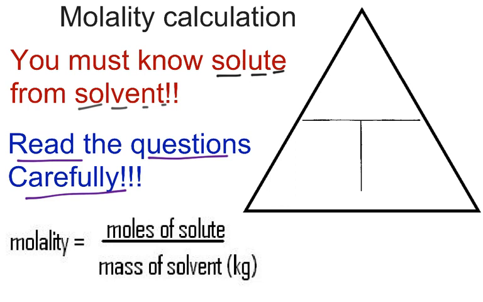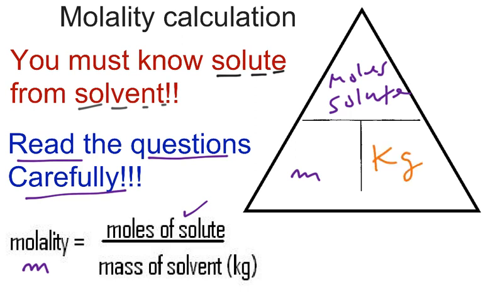Okay, and the molality equation, molality is little m. Okay, molality is not large M, capital M. It tells us that little m is equal to the moles of the solute over the kilograms of the solvent. So once again, it's very, very important that we know the solute from the solvent.